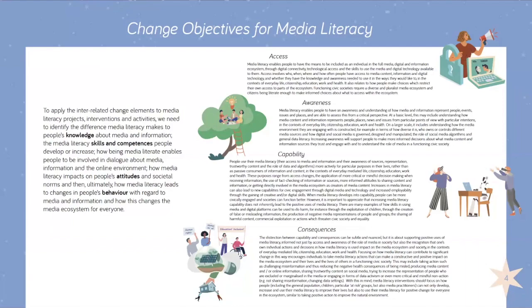When you have identified the change elements which the media literacy project or activity can achieve, then move to the change objectives table and identify which of the specific change impacts can also be evidenced or where the potential for change is apparent. For example, new kinds of knowledge developed by people taking part in the activities, or people doing things differently in their lives, and how these changes are related to their access, awareness, capability, or the consequences of their media literacy.